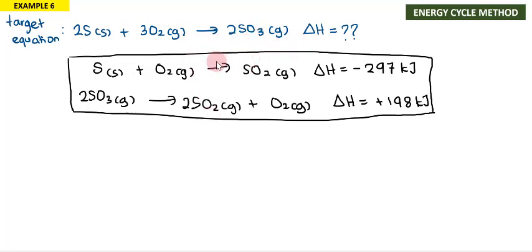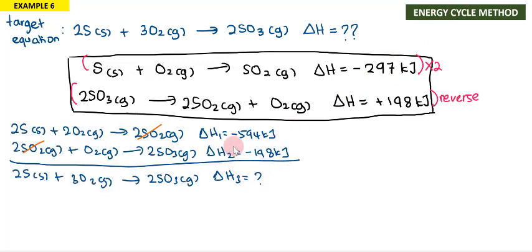So these two equations are our information given from the question, because we already know this value of the delta H for this reaction. Actually, it is easier to do the energy cycle method if you already did your algebraic method. Why did I say that? Let's recall our algebraic method.